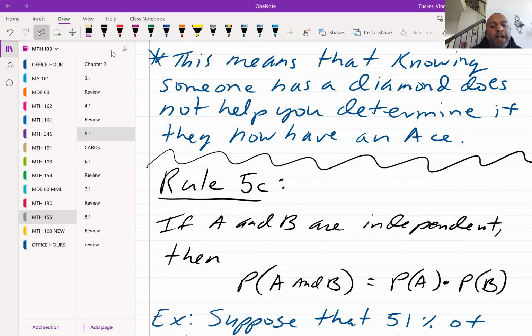All right, rule 5C. So this is just another variation of that 5th rule. It says if A and B are independent, then if you want to know the probability of A and B, you just multiply the probabilities together.